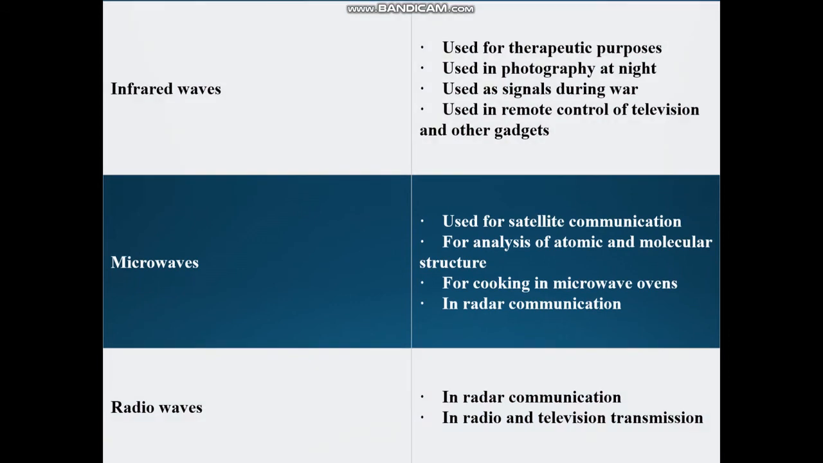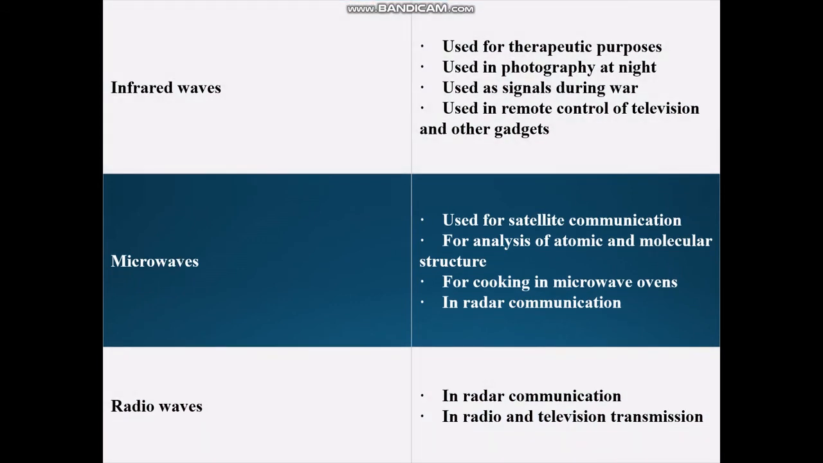Infrared waves are used for therapeutic purposes, in photography at night, as signals during war, and in remote controls of television and other gadgets. Microwaves are used for satellite communication, for analysis of atomic and molecular structure, for cooking in microwave ovens, in radar communication. And finally, the radio waves are used in radar communication, in radio and television transmission.